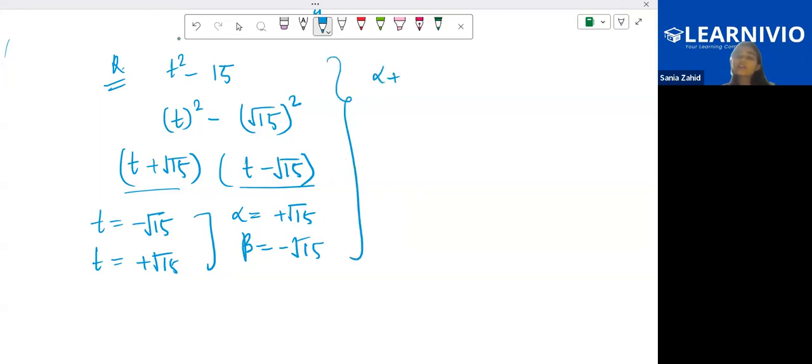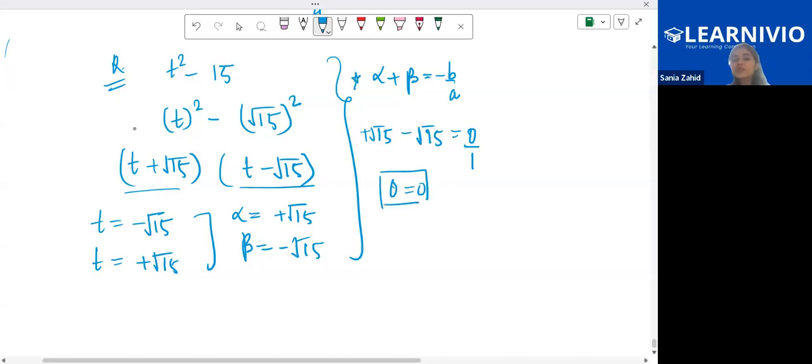Now alpha plus beta should be equal to negative b by a. So alpha plus beta means plus root 15 minus root 15 should be equal to negative b by a. Now what is negative b? b is not given to you, so b will be considered as 0, and a is 1. Now positive root 15 and negative root 15 will cancel out to give you 0 is equals to 0. So this is verified. First point clear.